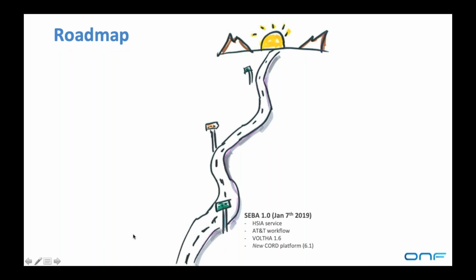So we did the SEBA 1.0 release earlier this year, which was based on Volta 1.6 and the new CORD platform 6.1. It of course included the HSIS service with the AT&T workflow. We're still going to have the HSIS service and the AT&T workflow, but the big huge gap that we had in terms of being able to control QoS and being able to control the bandwidth per subscriber, that's the key feature that was brought in by the technology and speed profile work. So that's what's going to be released at the end of this month with Volta 1.7 and BAL version 2.6.